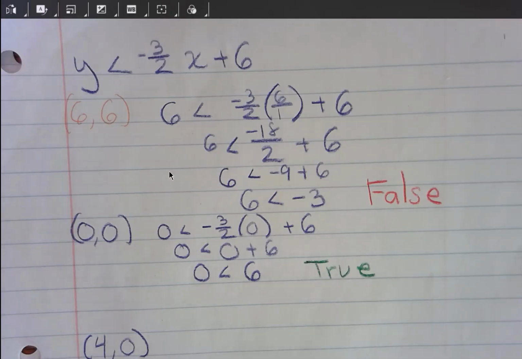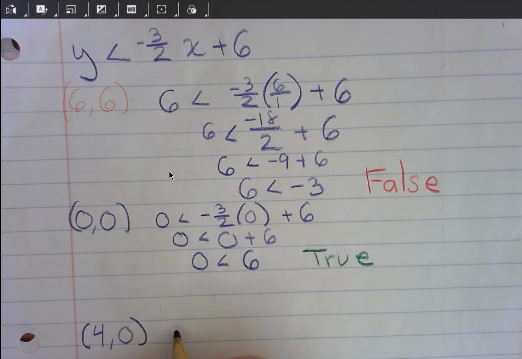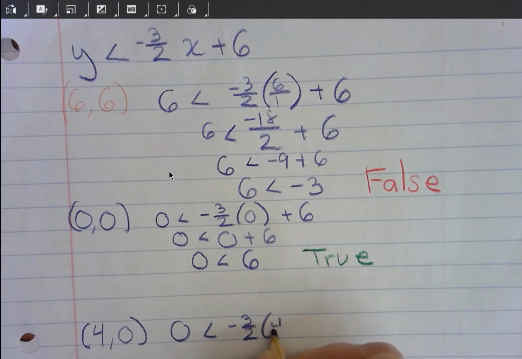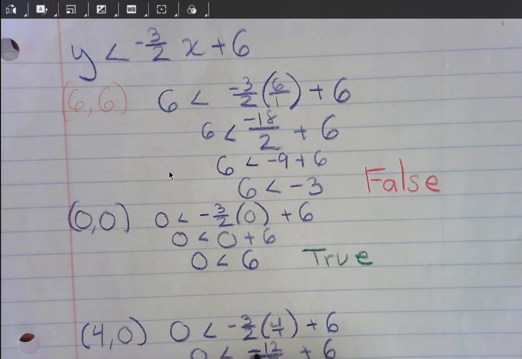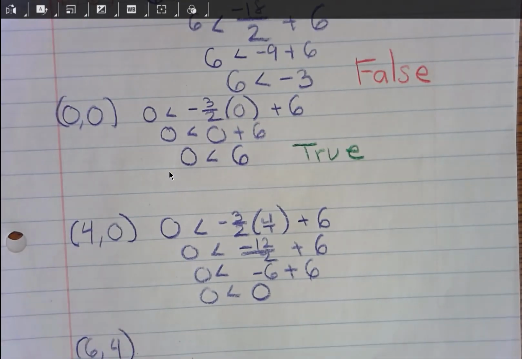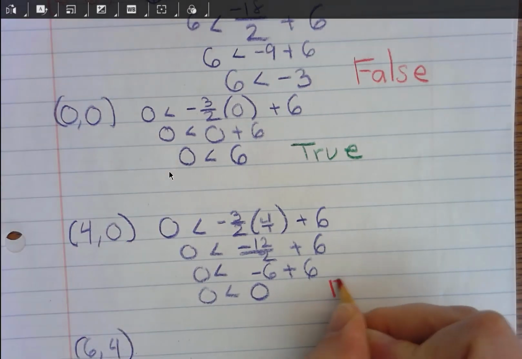Again, I'm going to go into the original equation and I'm going to enter 4 for x and 0 for y. So I have 0 is less than negative 3 halves times 4 over 1 plus 6. So negative 3 times 4 would be negative 12 divided by 2. Negative 12 divided by 2 is negative 6. And negative 6 plus 6 is 0. But my inequality says 0 is less than 0. Well, 0 is not less than 0. So this is false.